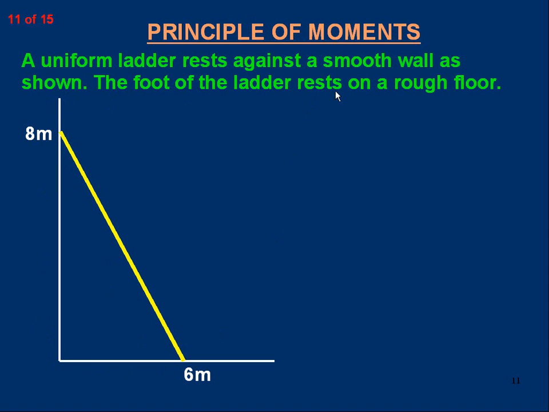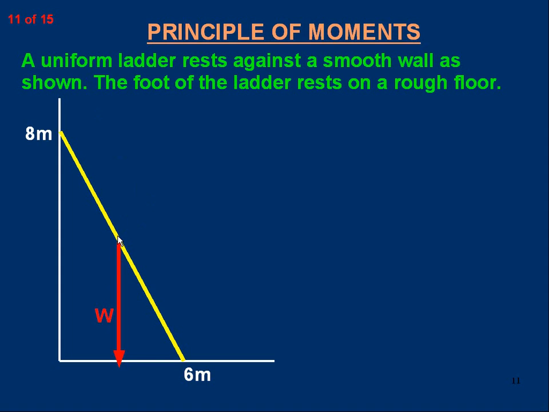The foot of the ladder rests on a rough floor, so there's friction on the floor, which is stopping the ladder sliding outwards. On the other hand, there's no friction on the wall. You're told it's a smooth wall. Now, our first task here, before we think about moments, is to identify all the forces acting on the ladder. Now, this is actually rather difficult, so I'm just going to tell you what all the forces on the ladder are. The first force is the ladder's weight, W. It acts through the centre of gravity of the ladder, which is in the middle of the ladder. How do I know? Because it's a uniform ladder.